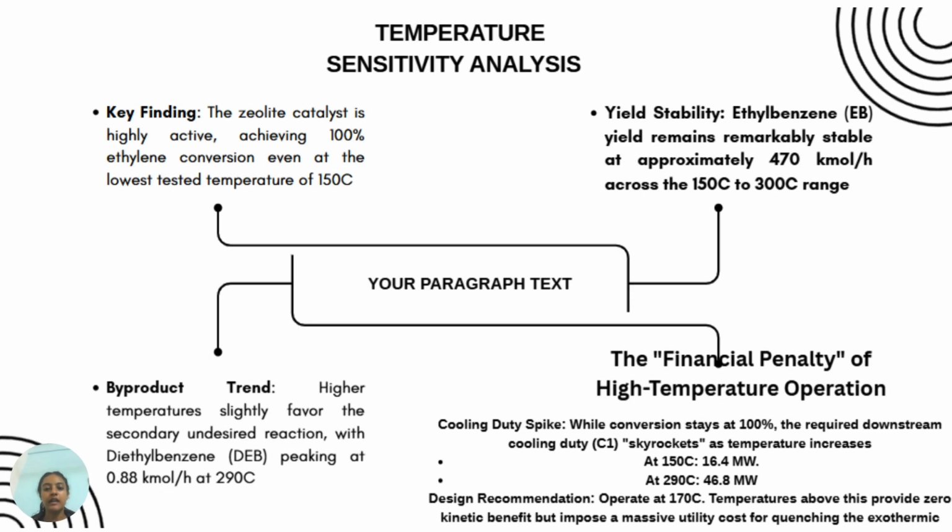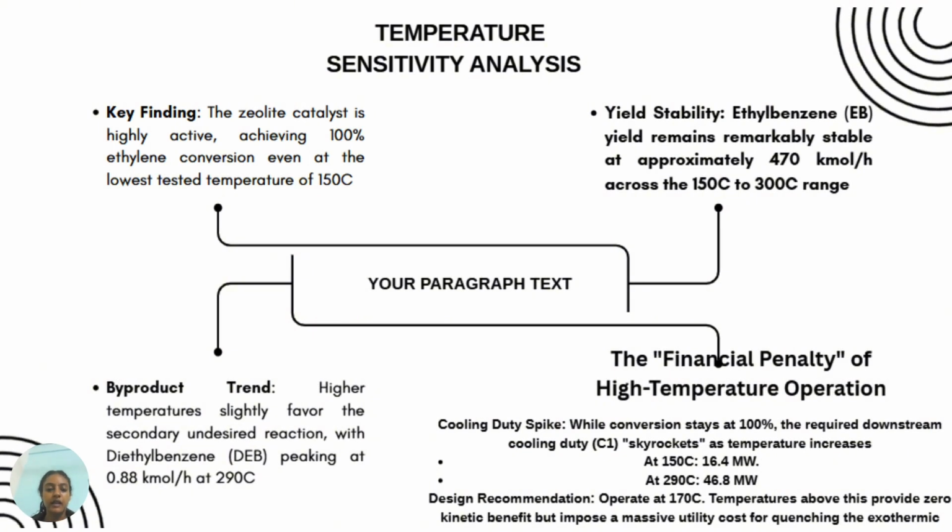So, moving into the analytical core of our project, we conducted a parametric study to evaluate how inlet temperature affects our ethylbenzene production. The most striking finding from our Symmetry simulation is the exceptional activity of zeolite-based catalysts. Even at our lowest temperature of 150 degrees Celsius, the activation energy was easily overcome, resulting in 100% ethylene conversion across the entire range up to 300 degrees Celsius. So while our ethylbenzene yield remained very stable at approximately 470 kilomoles per hour, temperature does play a subtle role in byproduct formation.